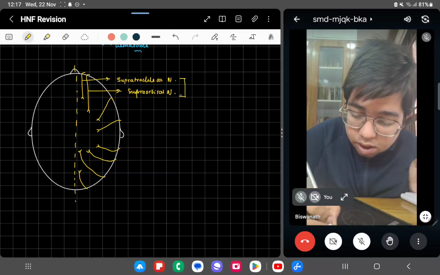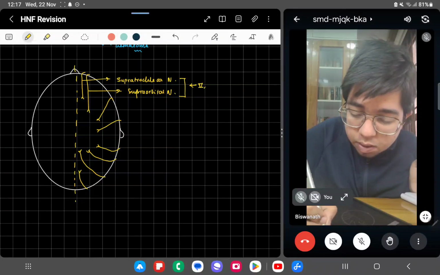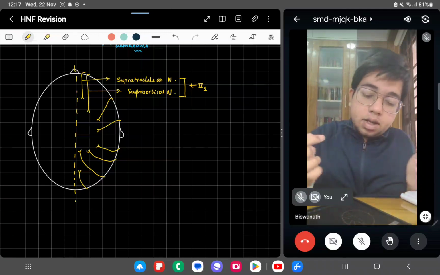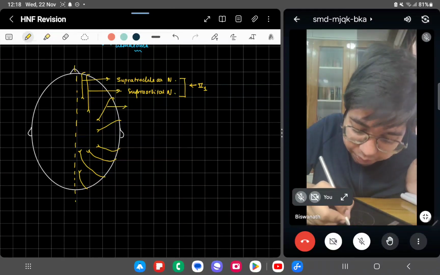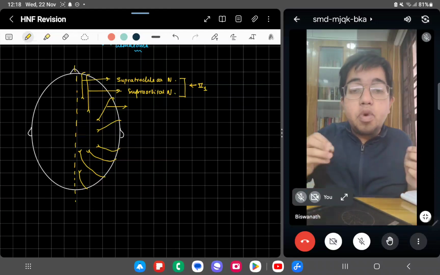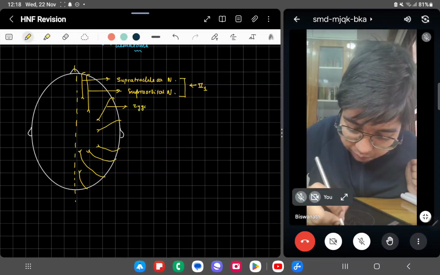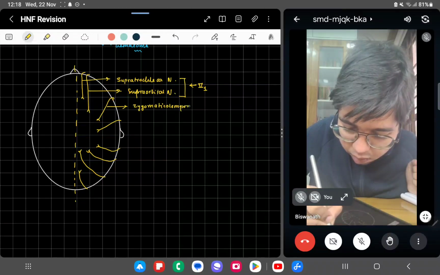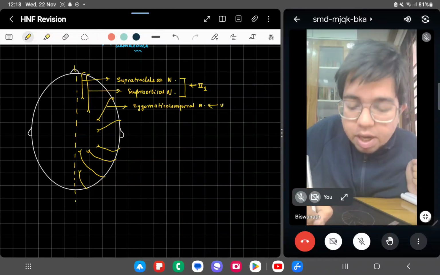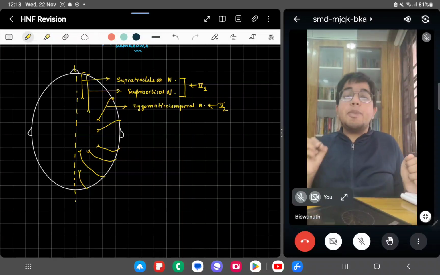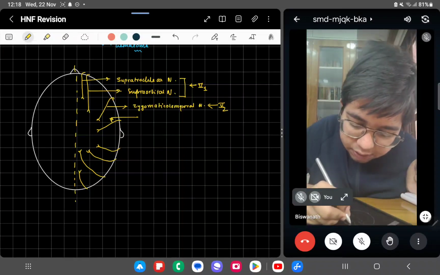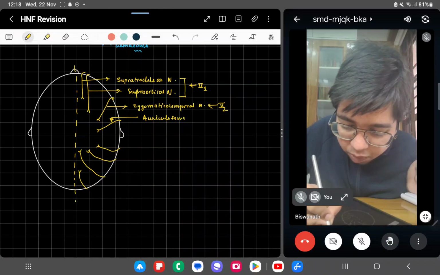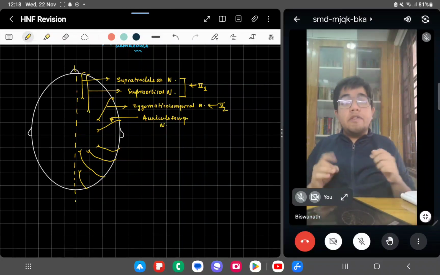V1 nerve, that is the ophthalmic nerve. And this one is called the zygomaticotemporal nerve, which is a branch of the V2 nerve. V2 nerve is the maxillary nerve, and this one is called the auriculotemporal nerve. Auriculotemporal, a very important nerve.